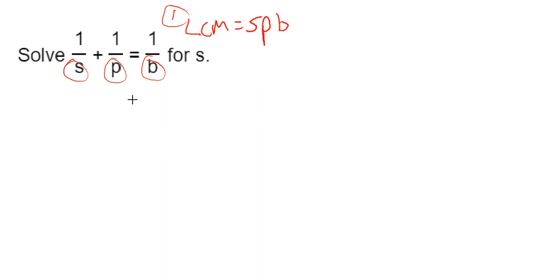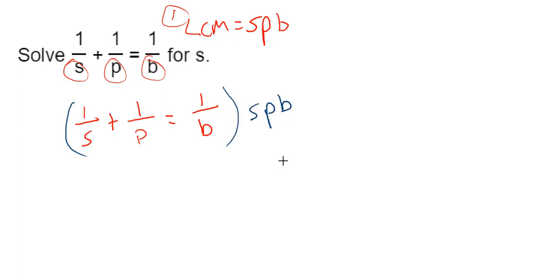All right, so what we want to do next, the second step for solving a rational equation, is to multiply the LCM to both sides. Since the words are kind of in the way here, I'm going to rewrite the equation. 1 over S plus 1 over P equals 1 over B. That's our equation. And we're going to multiply the LCM to both sides. So remember, this was the way I started doing it on some of the later problems in 5.5. Just put parentheses around the whole equation and then multiply the whole equation by the LCM.